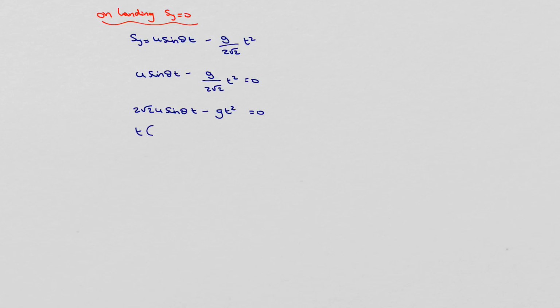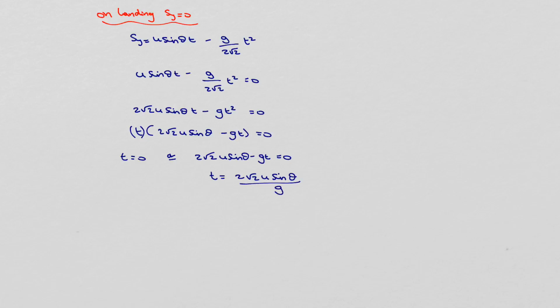And take out t as being common, so we have t times 2 root 2 U sine theta minus gt. So both of those factors multiply to give us 0, which means that one or both must be equal to 0. So that gives us t is equal to 0, or 2 root 2 U sine theta minus gt is equal to 0. In other words, t is equal to 2 root 2 U sine theta all over g.